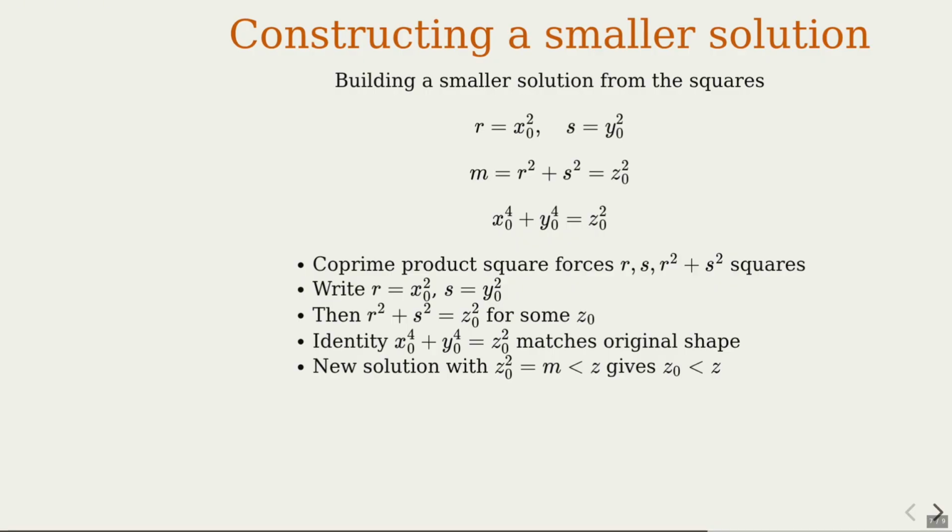Yes. Remember that m from the first triangle equals r squared plus s squared, which now is z0 squared. And the original z equals m squared plus n squared, which is bigger than m, hence bigger than z0 squared, hence bigger than z0. So z0 is a strictly smaller positive integer than z.